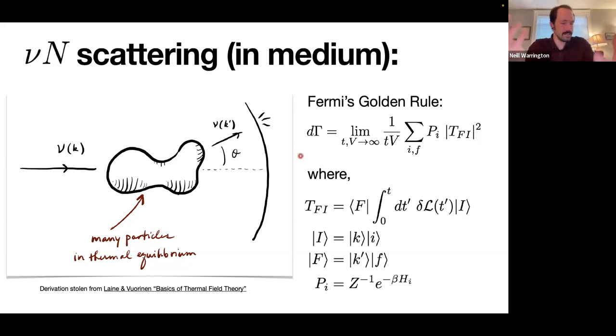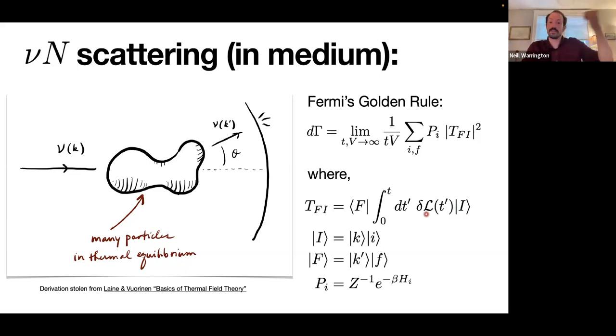Well, like any rate, you can compute it with Fermi's golden rule, which basically says that the differential scattering rate is given by a certain matrix element squared. I'll explain all these symbols right now. So this is basically the field theory version of Fermi's golden rule. First off, T_FI is the matrix element that is always in Fermi's golden rule. Basically, we have an initial state, which is scattered into a final state through some perturbation.